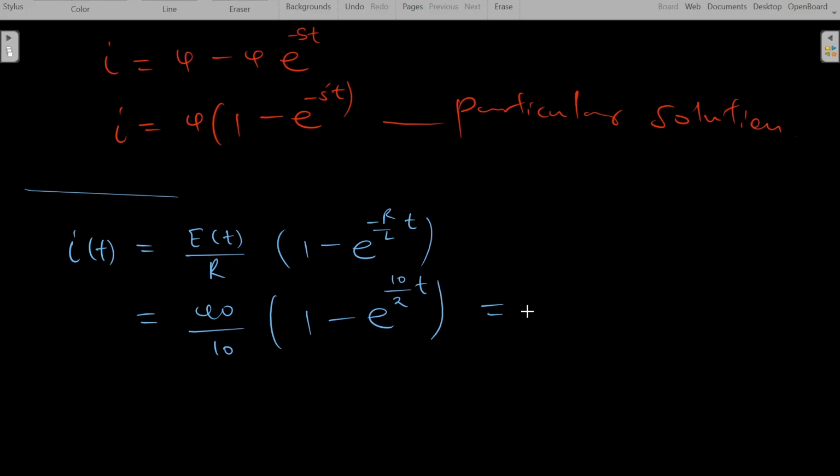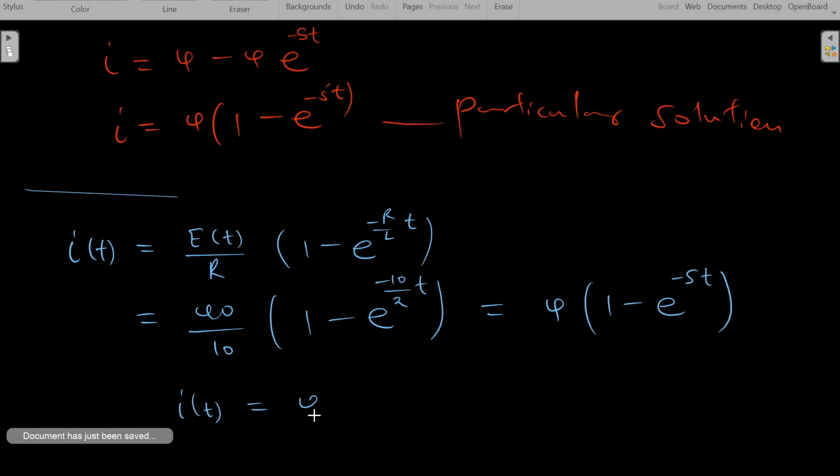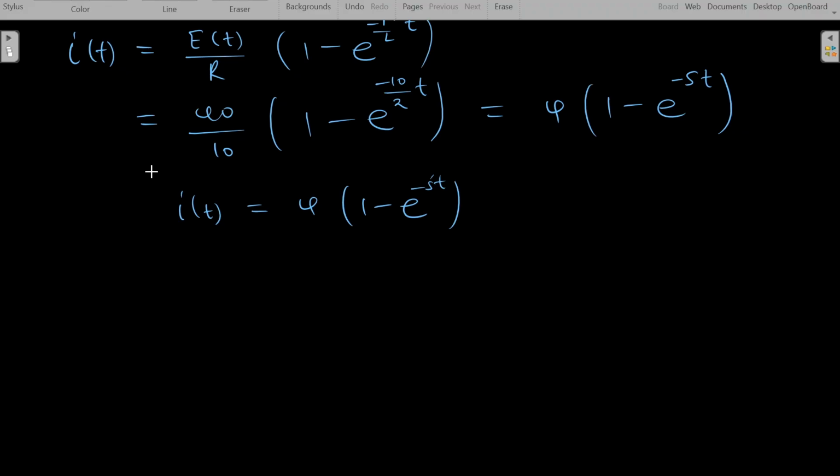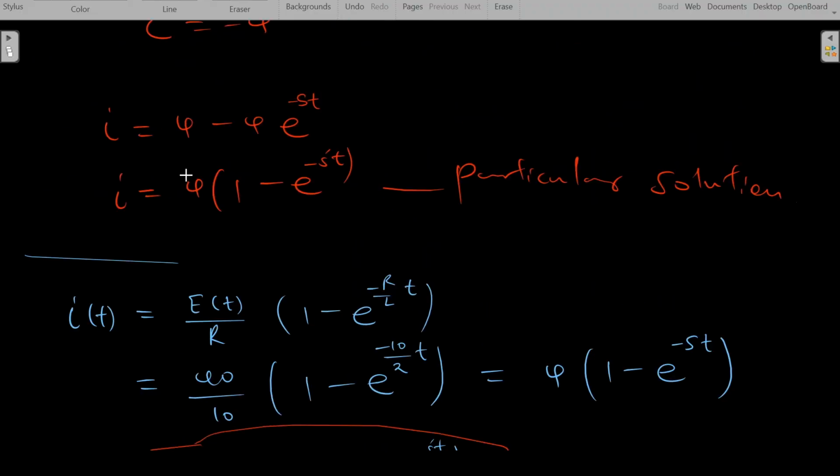So if I simplify this, I should get 4 into 1 minus e raised to negative, remember there's a negative at this point, negative 5t. Okay, so this is my answer. I as a function of time, I should get it as 4 into 1 minus e raised to negative 5t. As you can see, we have gotten our answer. So this is a quick way to compare your answer.